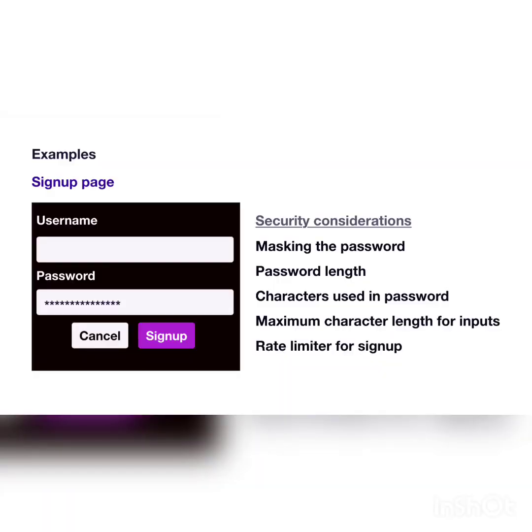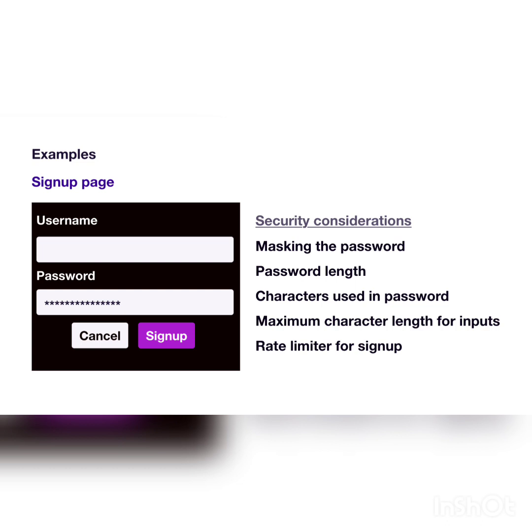So let us take this first example. Let's say you're developing a feature for a sign up page. So you would have general functionality like the user should be able to provide the username and password. Only then they would be able to sign up for the account. And if they do not provide any one of the following, then they should not be able to sign up.